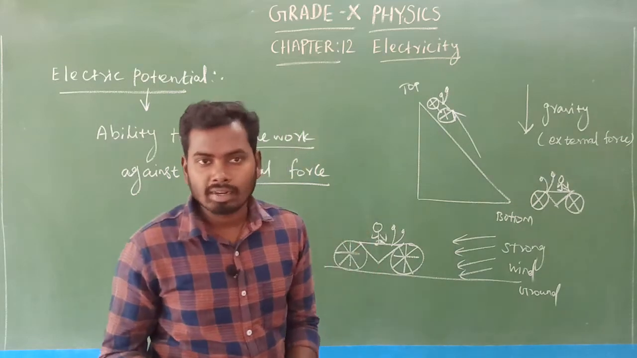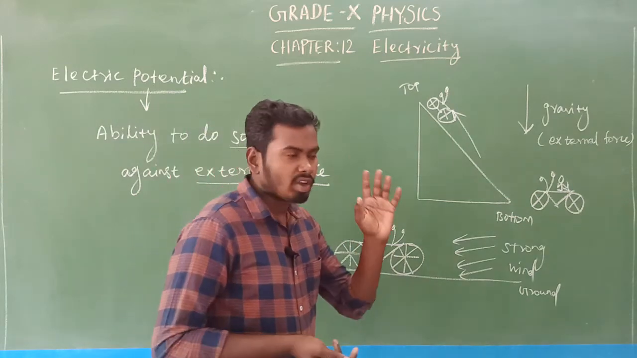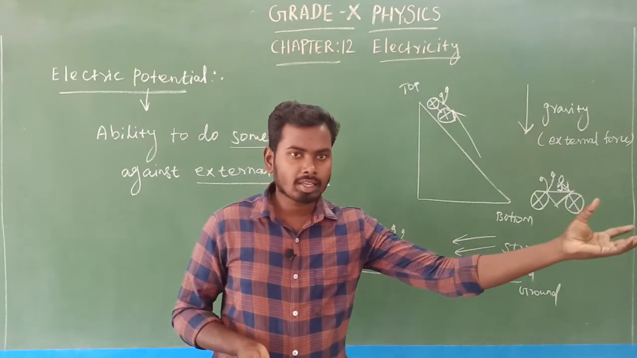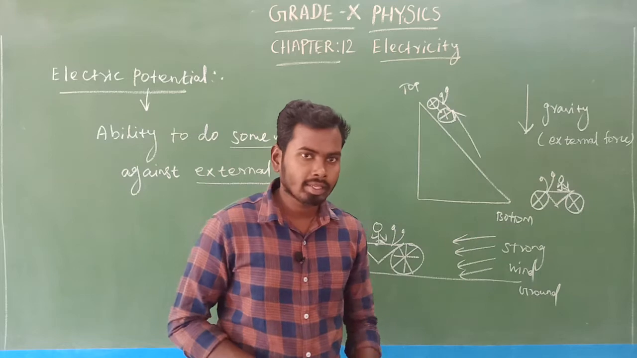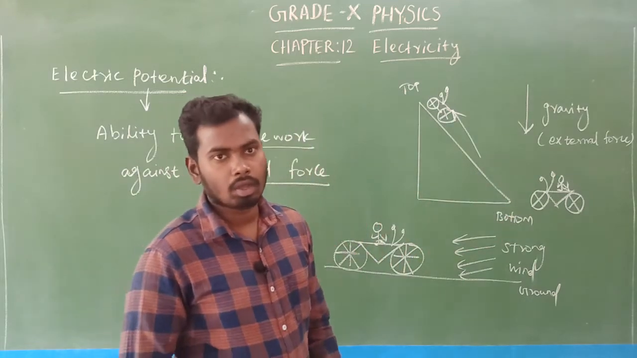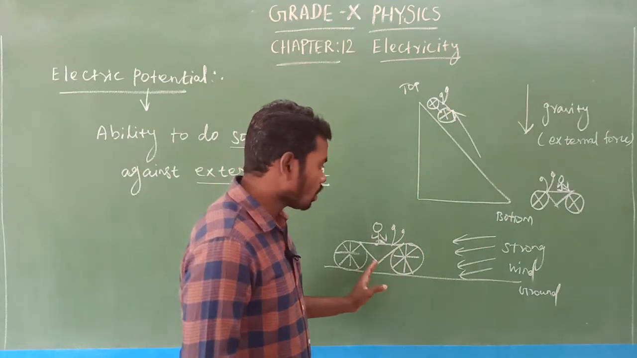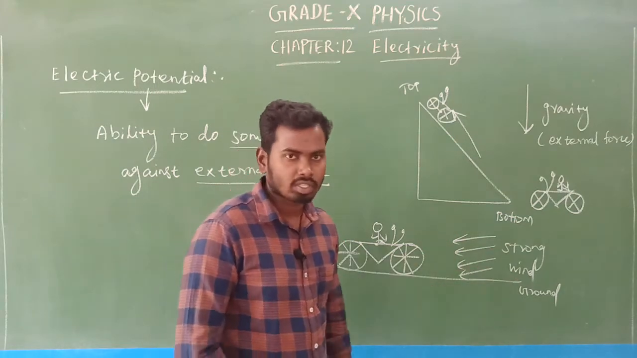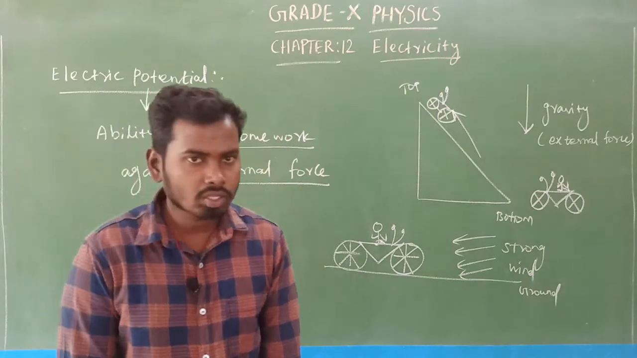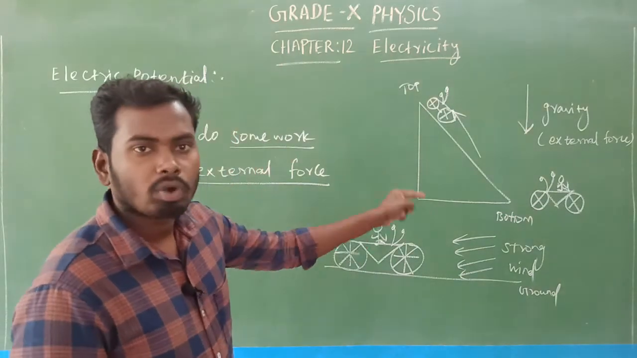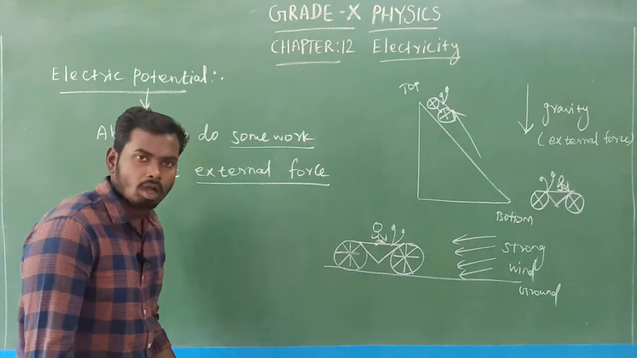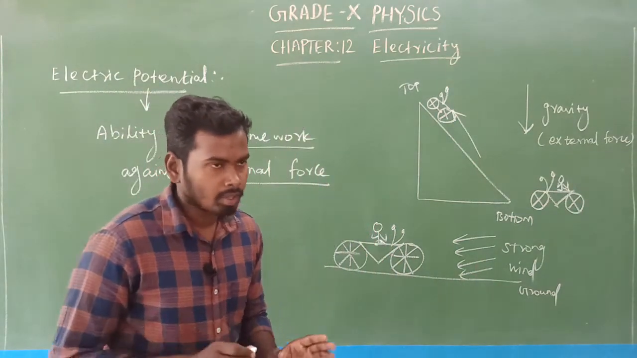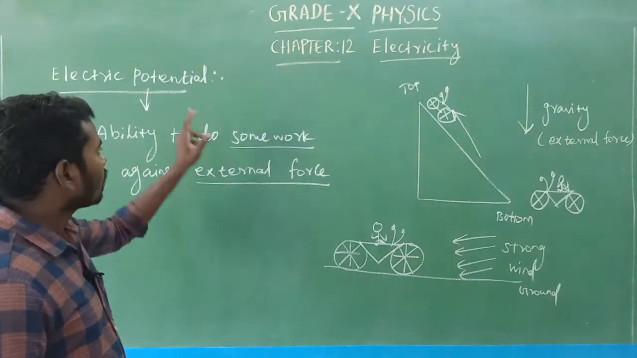Already you have studied this in the 9th standard. So what is work done? When a force acts on a body, due to which the object is displaced from place to place, work is done. So here also work is done against the external force. What is the external force here? The strong wind is the external force. So obviously you have a potential to overcome the external force. Is it clear? So both are examples for potential.